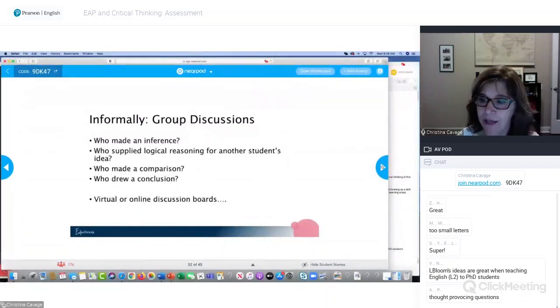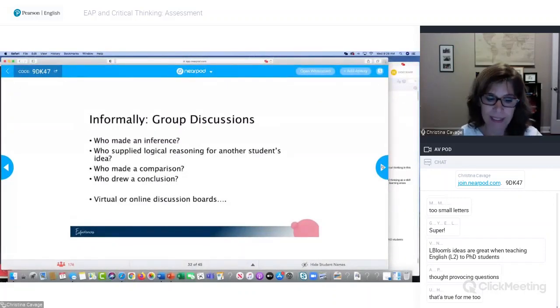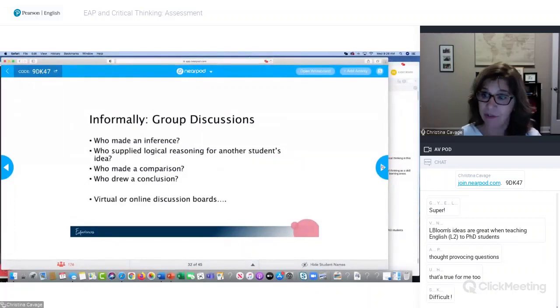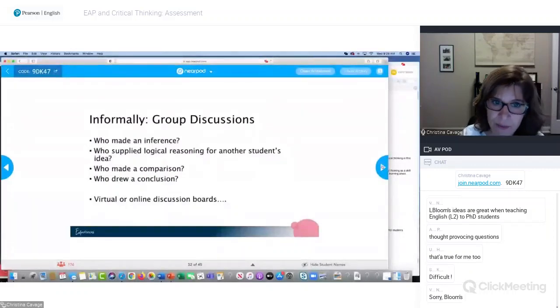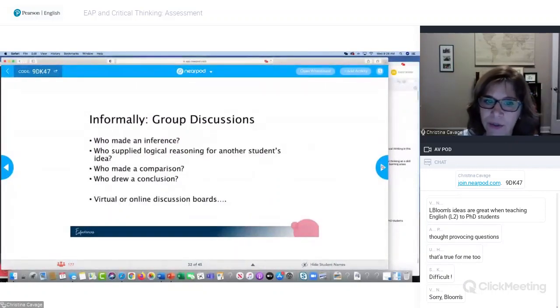I've even done this where I've had one group work together and they do the discussion in front of the rest of the class, and the other class members have a checklist and they're answering who made an inference, who supplied a logical reason for another student's idea, who made a comparison, who drew a conclusion.